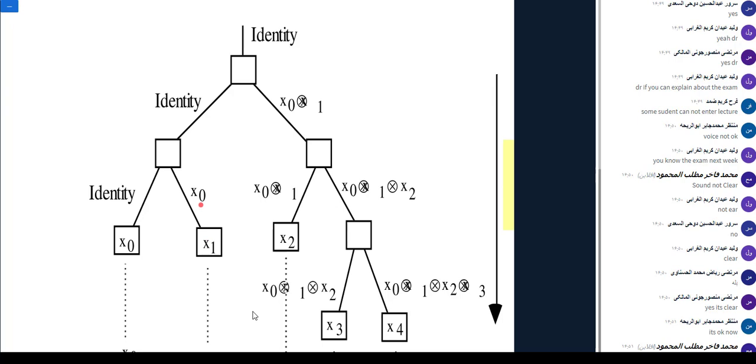So we put the leaves aside. How about this place? Or it's better to continue from this place or the root. What is received from the left subtree? X0 symbol X1.